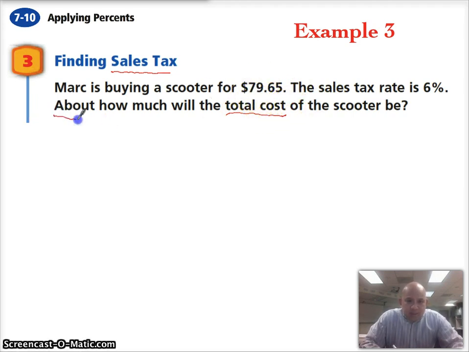Again, we see the word about, so I'm going to round $79.65 to $80. And now 6% of $80 is what I'm going to figure out. How do I find 6% of $80? Well, what I'm going to do is find 1% of $80.